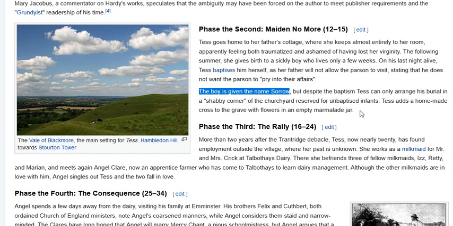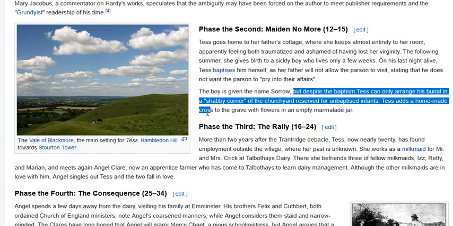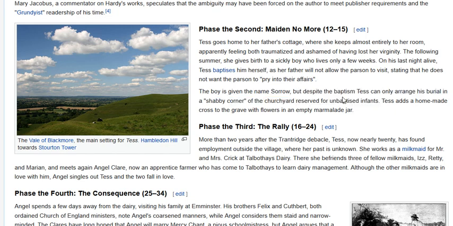But despite the baptism, Tess can only arrange his burial in a shabby corner of the churchyard reserved for unbaptized infants. Baptism is a term which is used to make a newborn baby Christian at church by the father of the church. Tess adds a homemade cross to the grave with flowers in an empty marmalade jar.